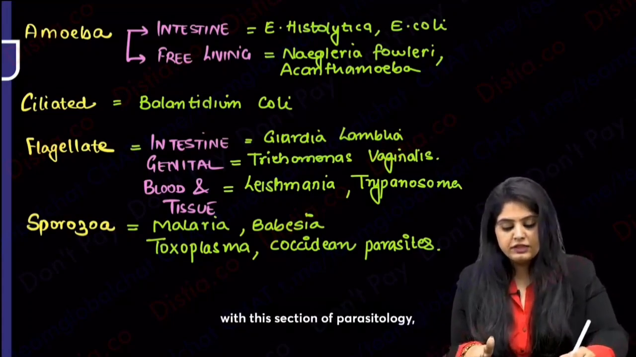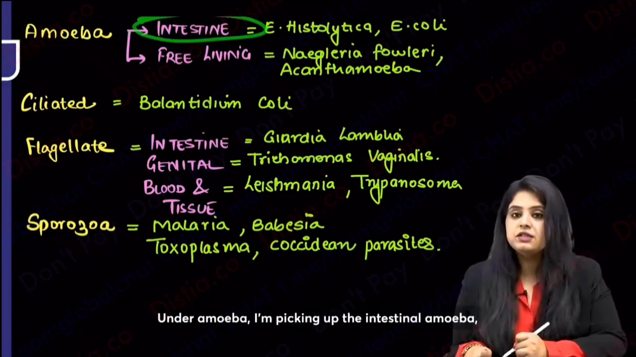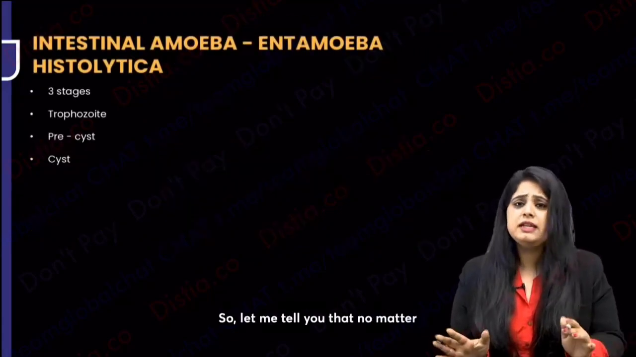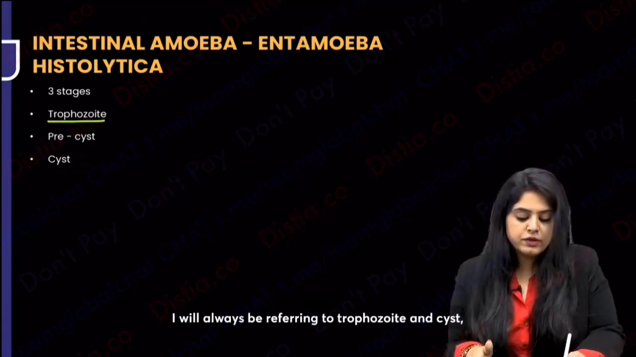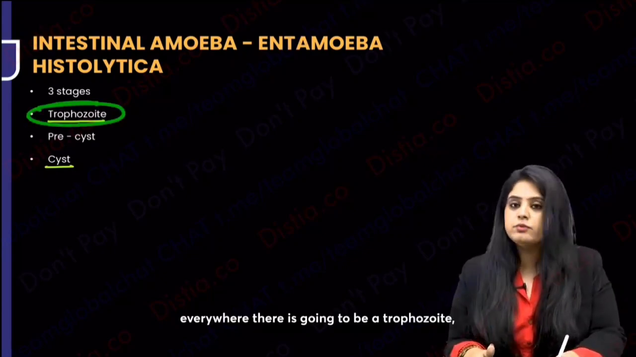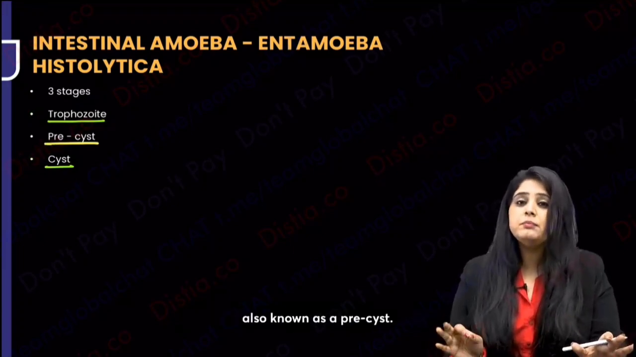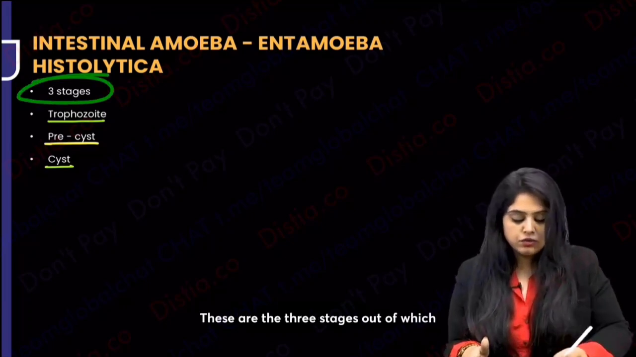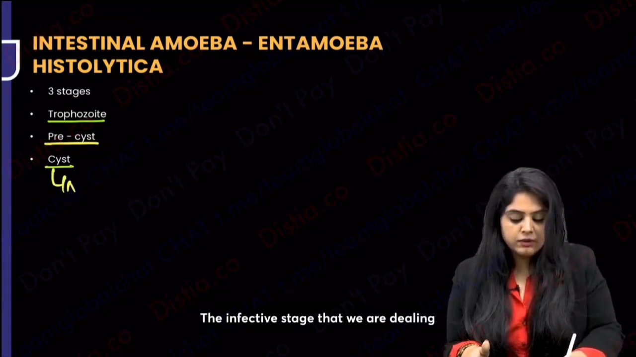So first, let me start off with this section of parasitology, and I'm starting first with the amoeba. Under amoeba, I'm picking up the intestinal amoeba, which means I'm primarily going to talk about Entamoeba histolytica. No matter what I talk about in these sections, I will always be referring to trophozoite and cyst. Where I won't have these two forms, I'll let you know. For all practical purposes, everywhere there's going to be a trophozoite and a cyst. Over here, you also have a preliminary category known as a pre-cyst. So these are the three stages, out of which you need to know that the infective stage we are dealing with is the cyst form.